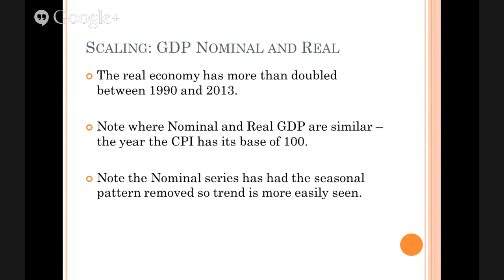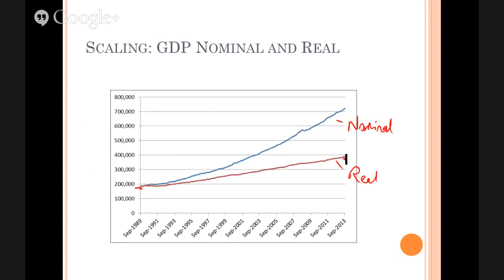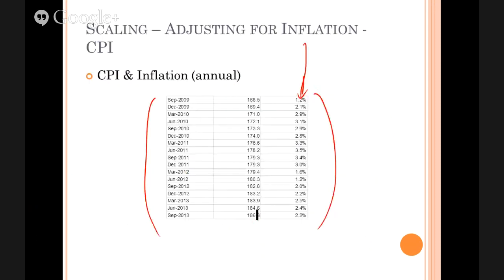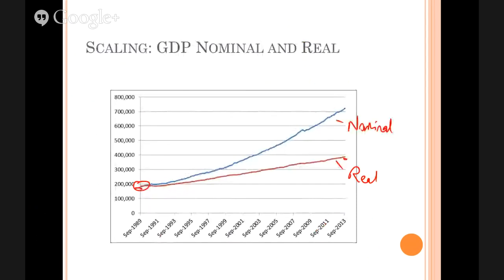Just a point to notice, you'll see that nominal and the real GDP are very similar in the first year down here. That's the year in which the consumer price index had its base equal to 100. So it kind of makes sense. If the CPI is equal to 100, nominal divided by that will give you nominal divided by 1, which means that nominal and real should be equal to each other. And that's what's going on down there.